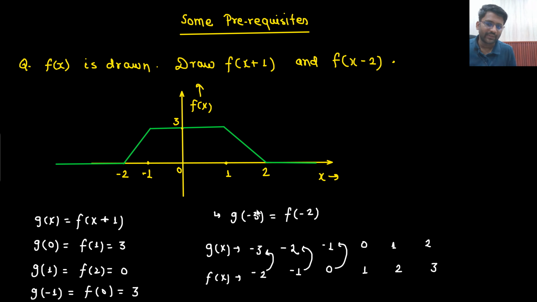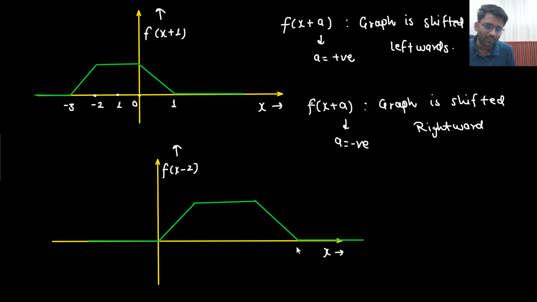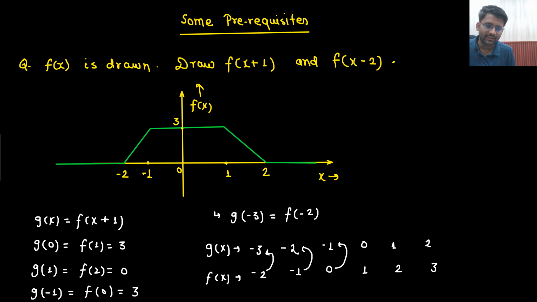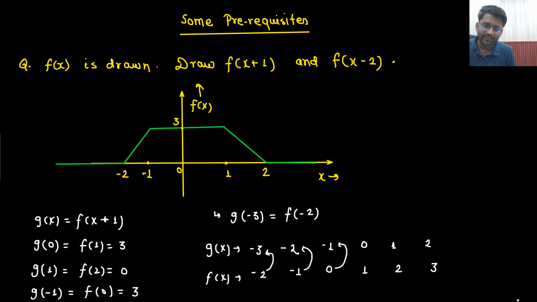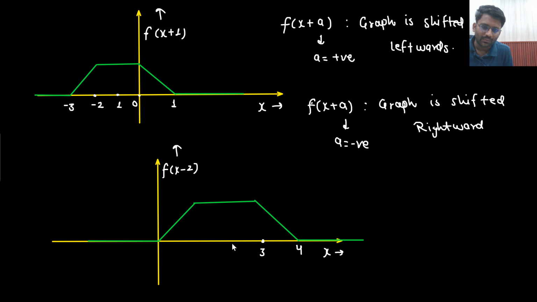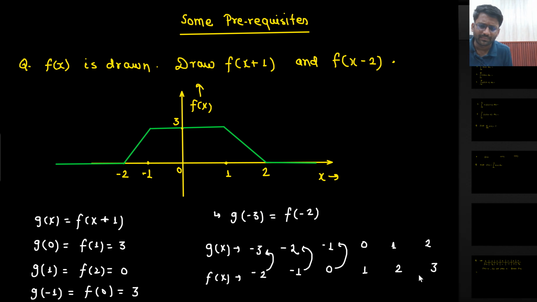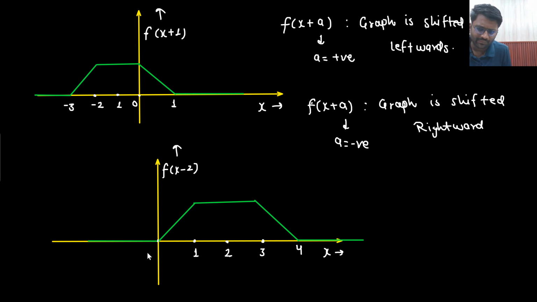So sir, this value was 2, this 2 has become 4. Sir, this value was 1, this 1 has become 3. Sir, this value was 0, this 0 has become 2. Sir, this value was minus 1, this minus 1 has become plus 1. And sir, this value was minus 2, that has become 0. So this is the graph of f of x minus 2. Similarly, I can draw a lot of graphs as well.